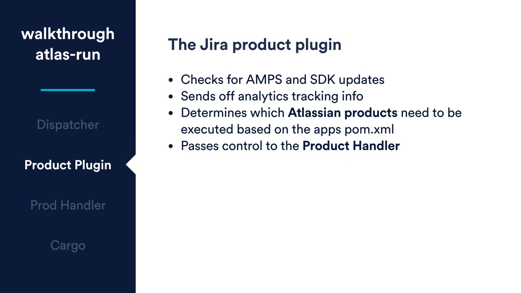So the dispatcher started a process to create a jar from the Jira app and then invoke the Maven Jira plugin. It checks for AMPS and SDK updates, sends off analytics tracking information, determines which Atlassian products need to be executed based on the apps in the pom.xml, and then passes control to the product handler.